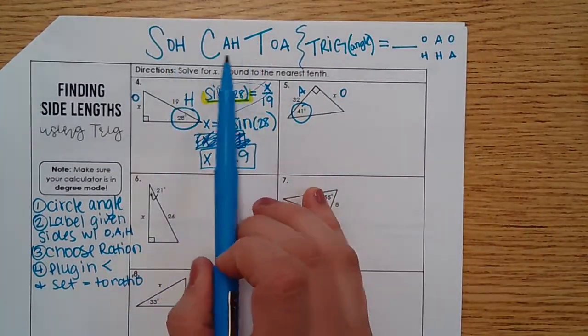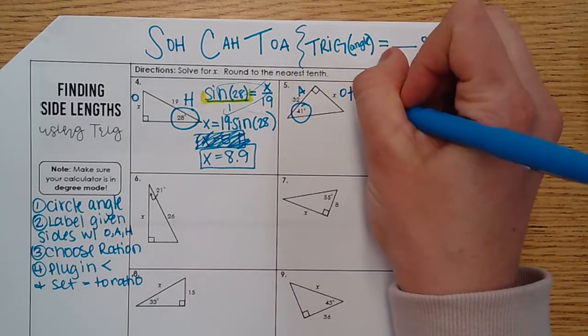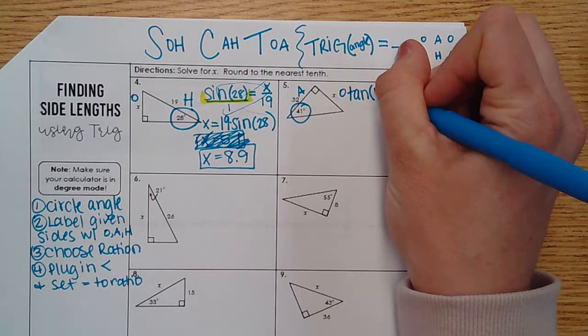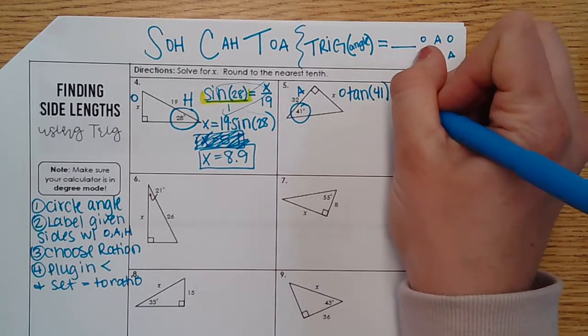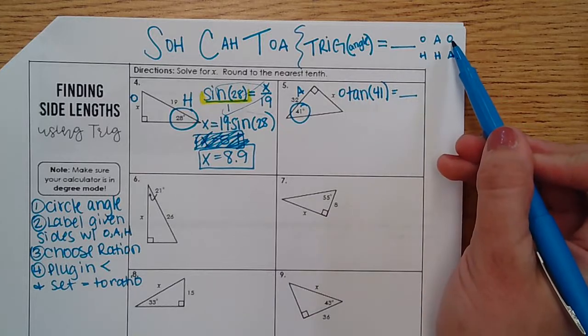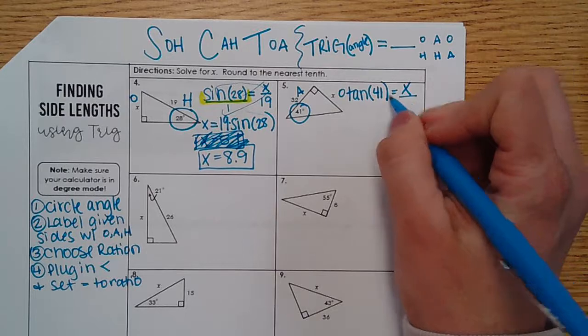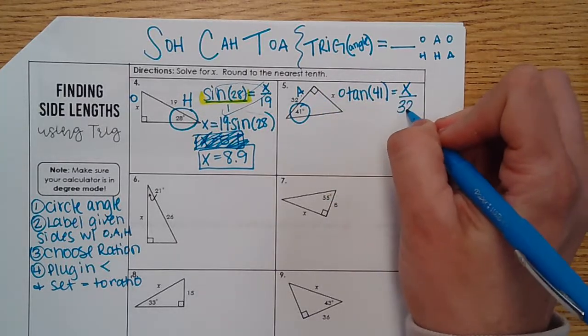We choose the appropriate trig ratio. O and A goes with tangent, the T. So the tangent of 41 degrees is equal to something over something. Since I'm doing tangent, it's going to be O over A: the opposite, which is X, over the adjacent, which is 32.